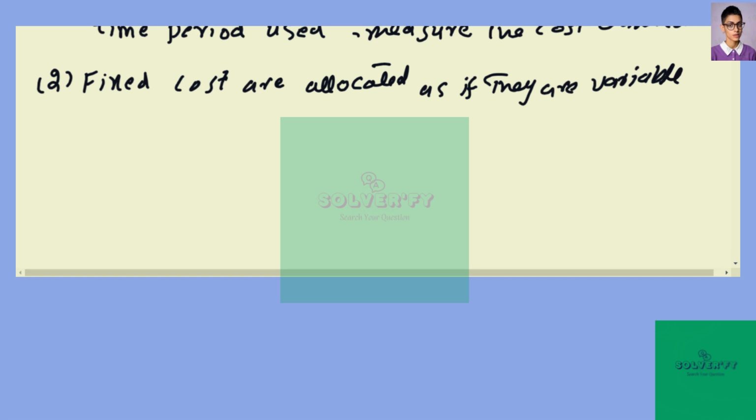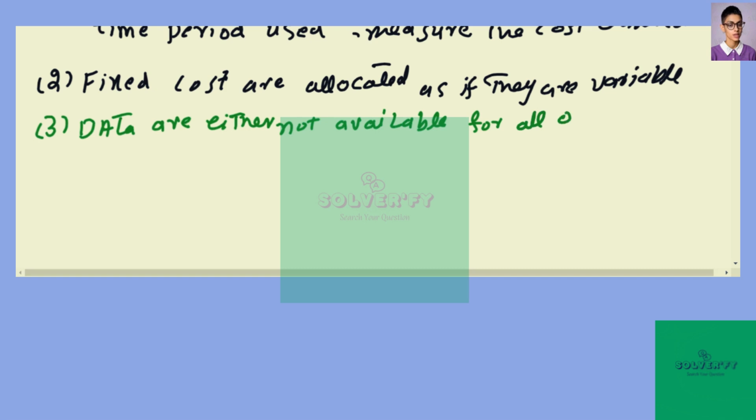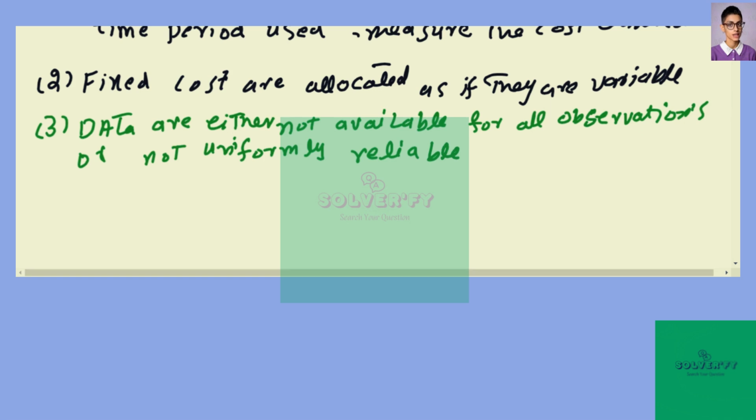And the third problem: the data are either not available for all observations, or are not uniformly reliable, right?